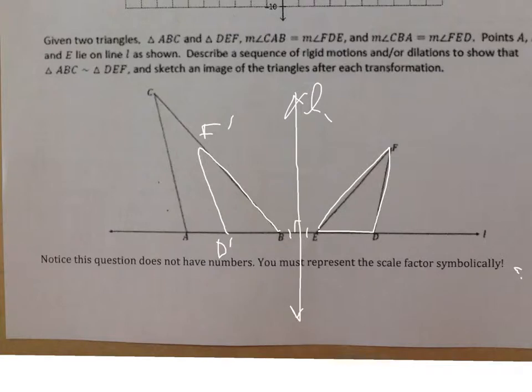So the last thing would be to take the white triangle and make it larger. But as you can see, there's a problem here because there aren't any numbers. So if we want to make it larger, we need to come up with a way to describe the scale factor that's happening here.